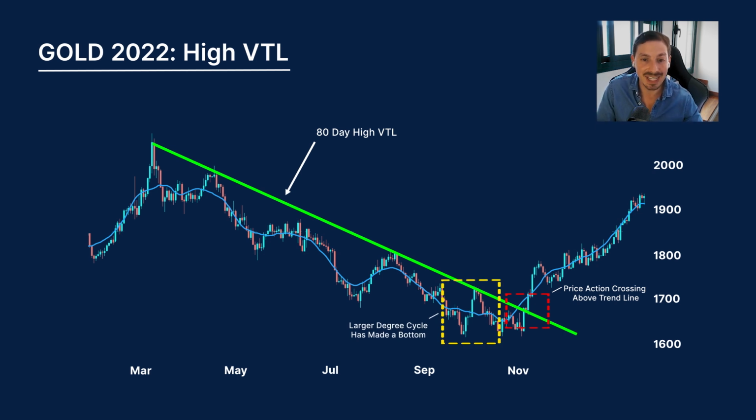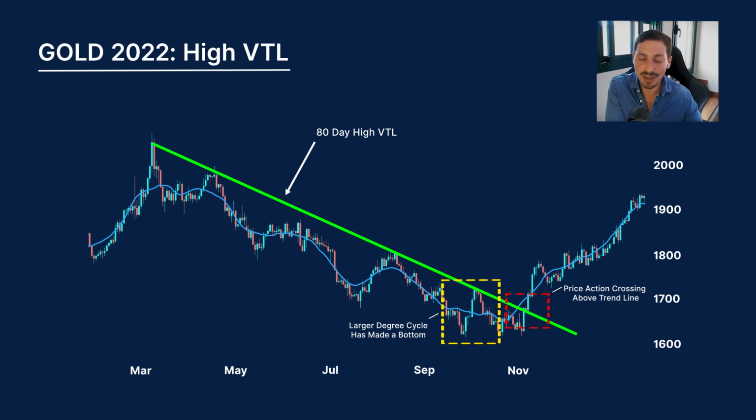This is what the VTL tells us. When prices cross a VTL, a large cycle has either made a bottom or a top. In this case, I'm showing you an example of a high VTL, which means I'm connecting two consecutive 80-day highs. And when prices crossed above that trend line, I knew that somewhere in this area, a large degree cycle low had formed. I don't necessarily have to know what the degree is.